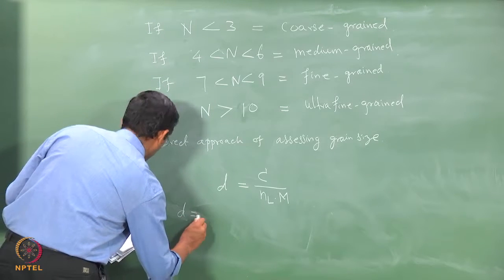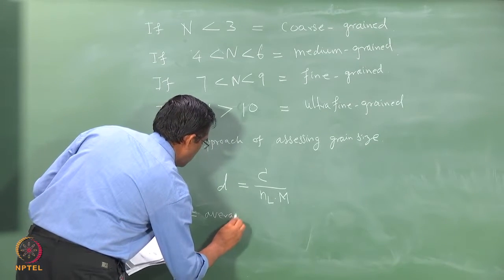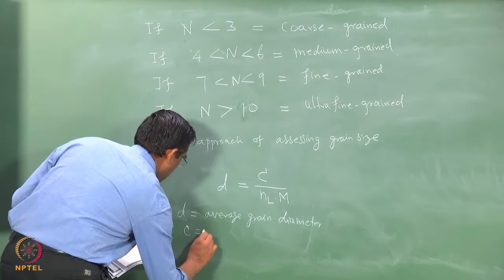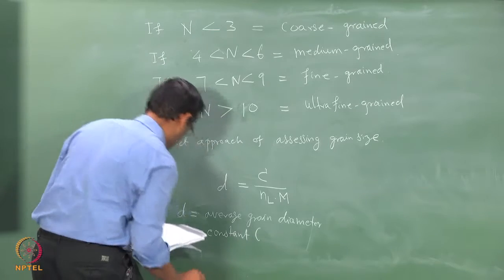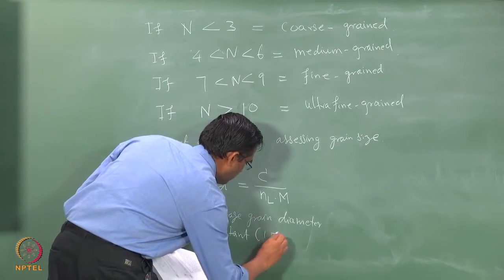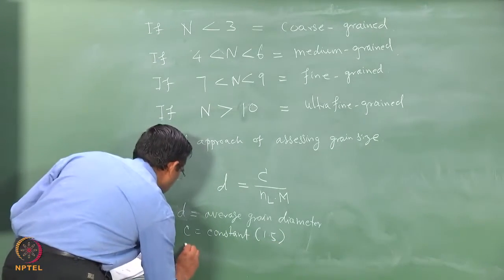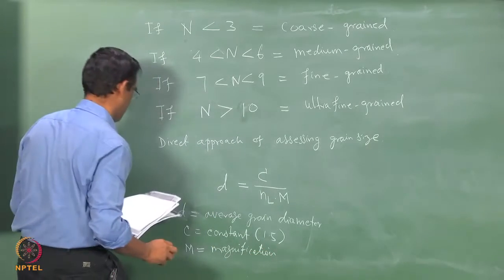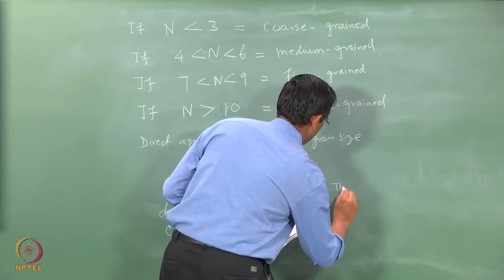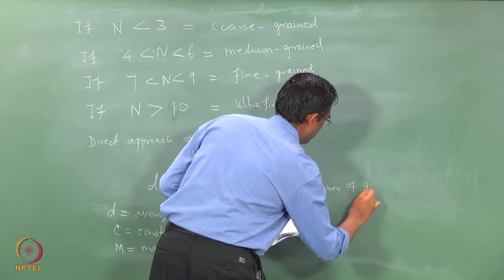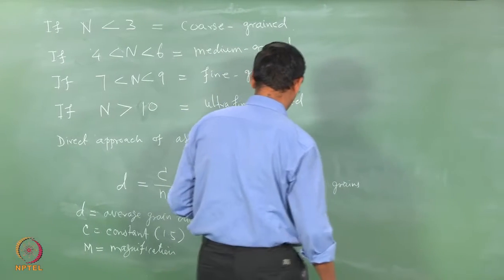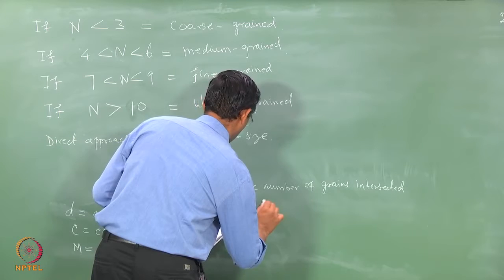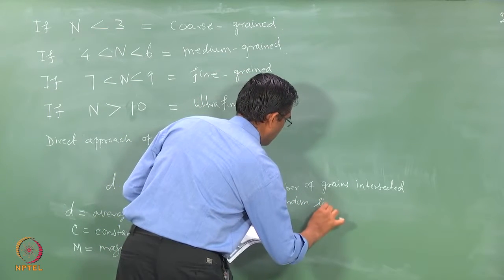First we will write what is D. D is equal to average grain diameter. C will have sometimes 1.5 for typical measurements and M is magnification. So you can write here number of grains intersected by a random line of known length.